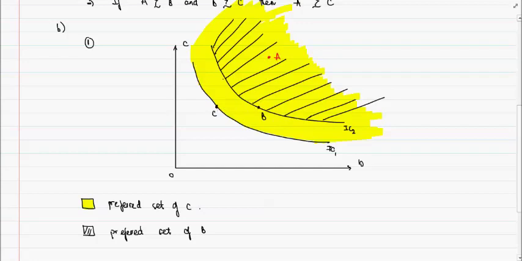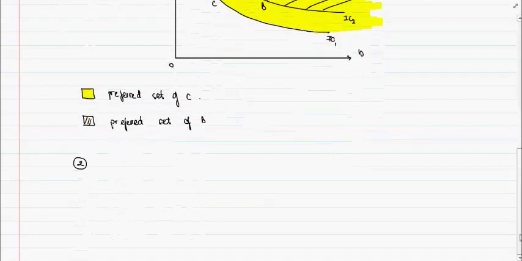Okay, so if B is lying on a higher indifferent curve compared to C, then whenever A is in the preferred set of B, it is going to be in the preferred set of C. So if the two indifferent curves are not intersecting each other, it's not possible to have such a bundle A. Therefore, in order for bundle A to lie in the preferred set of B but not in the preferred set of C, we will have to draw the two indifferent curves cutting each other in order for such a bundle A to exist.